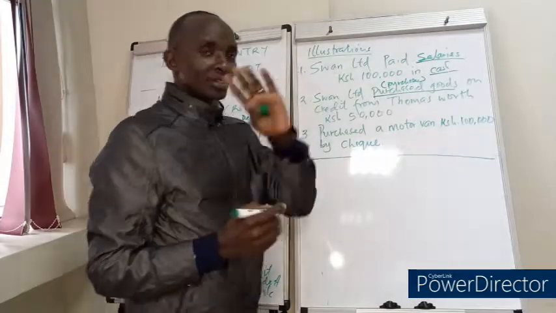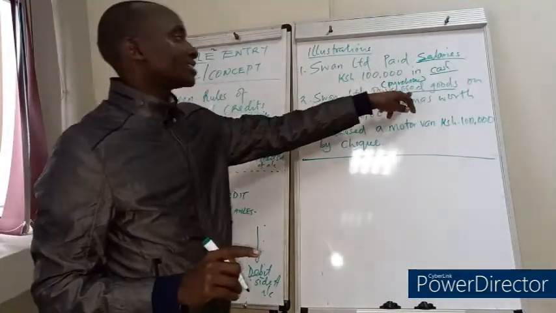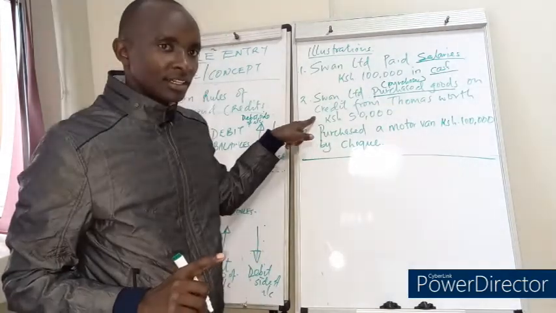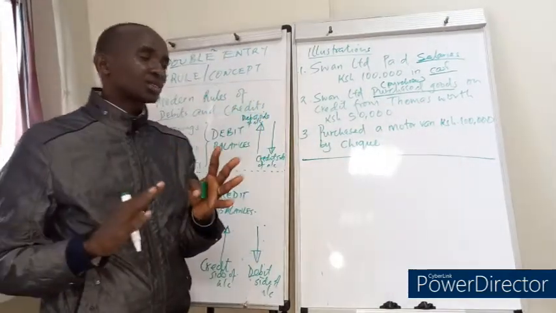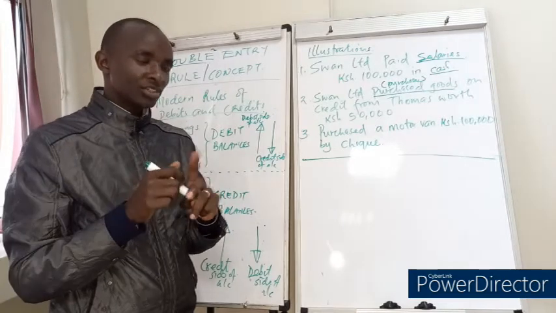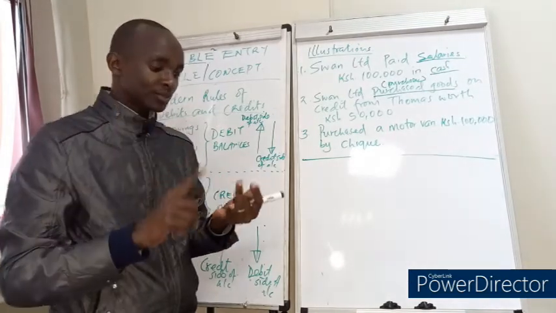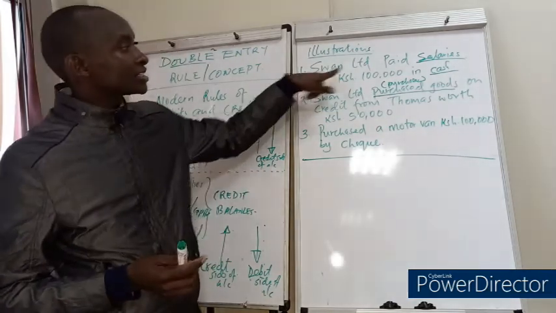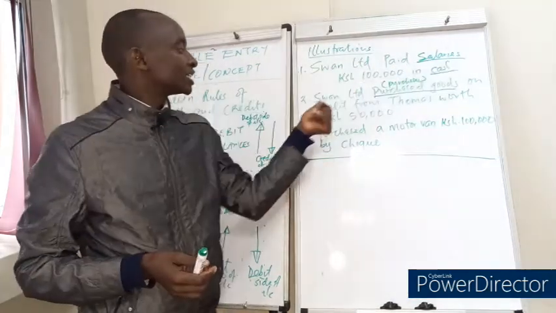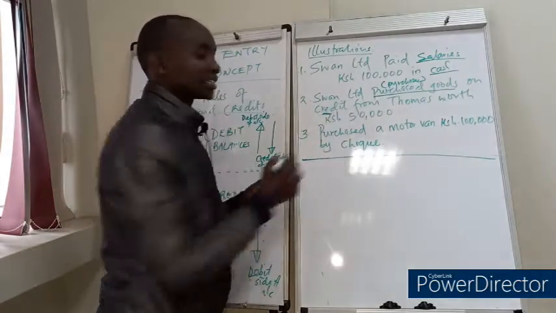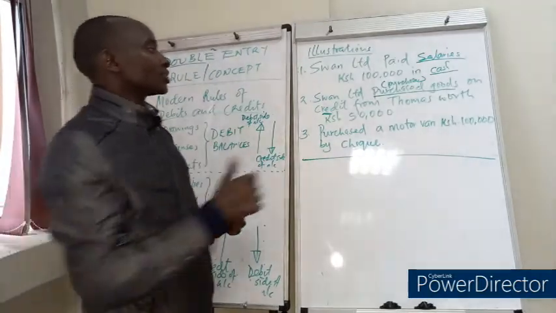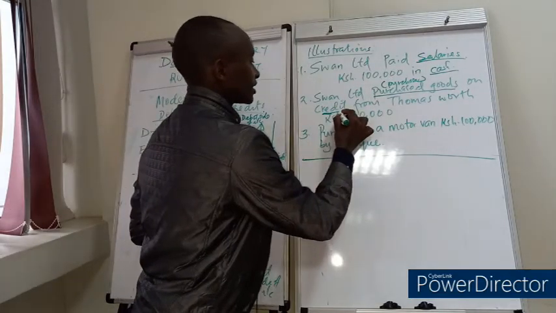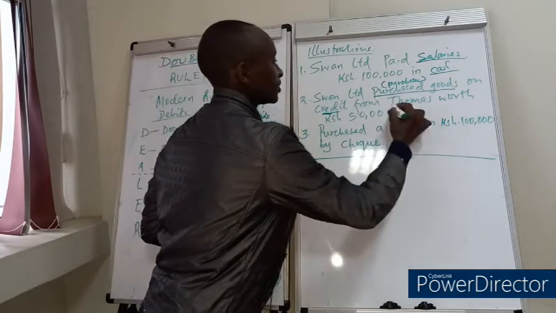So we have purchase account. We've analyzed and found out that there is purchase account. And then on credit, remember when I was introducing financial accounting, I told you that the transactions are divided into two: the credit transactions and cash transactions. The first illustration is a cash transaction, isn't it? But in this case, it's a credit transaction. So we have purchases account, and we have purchased goods on credit from Thomas.